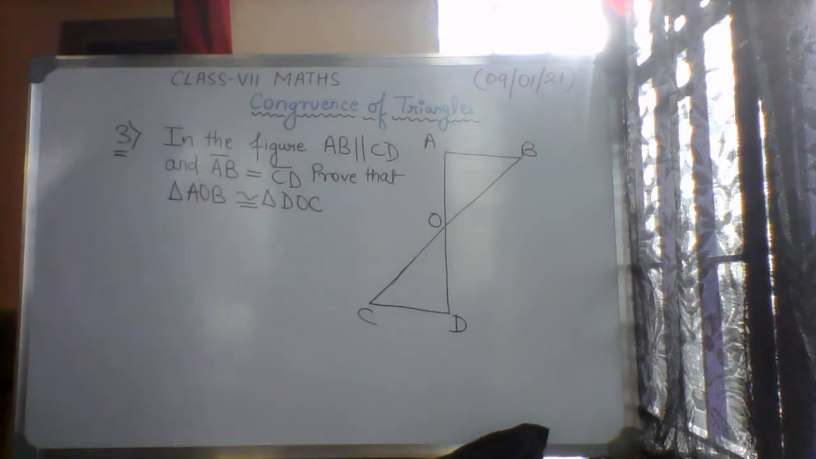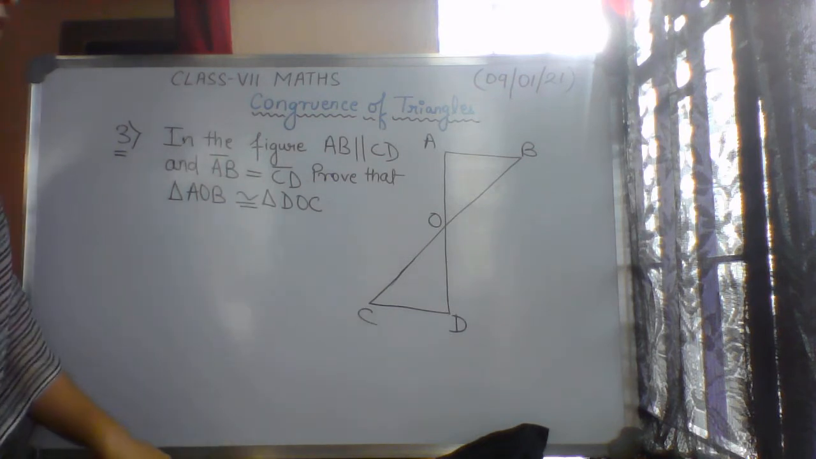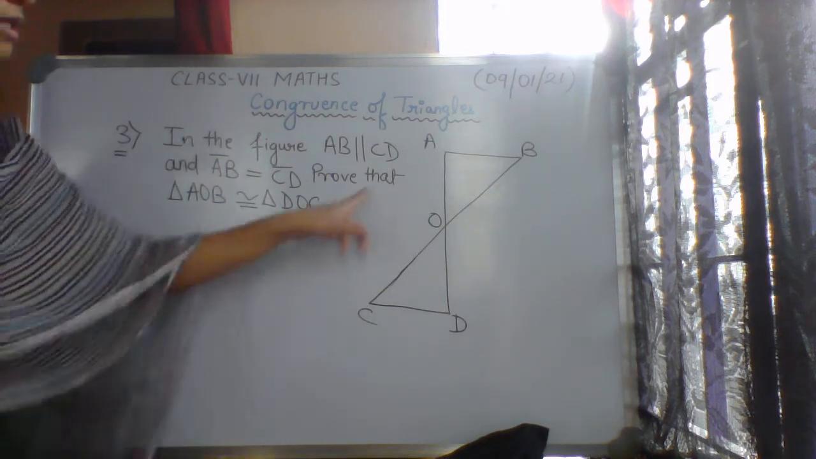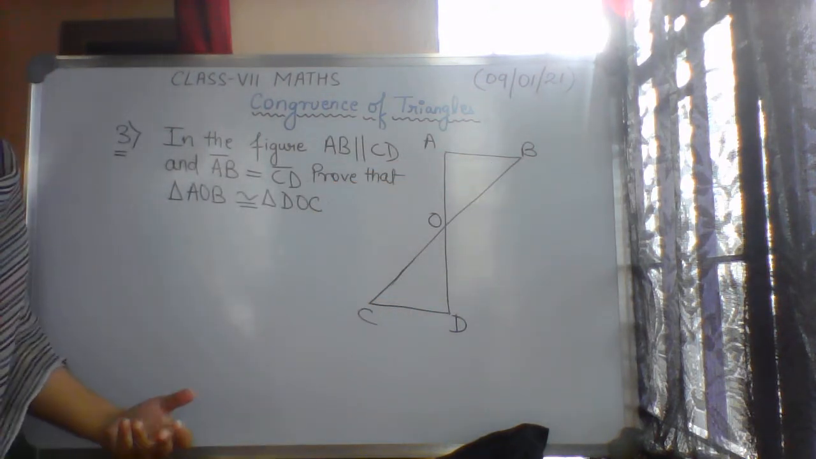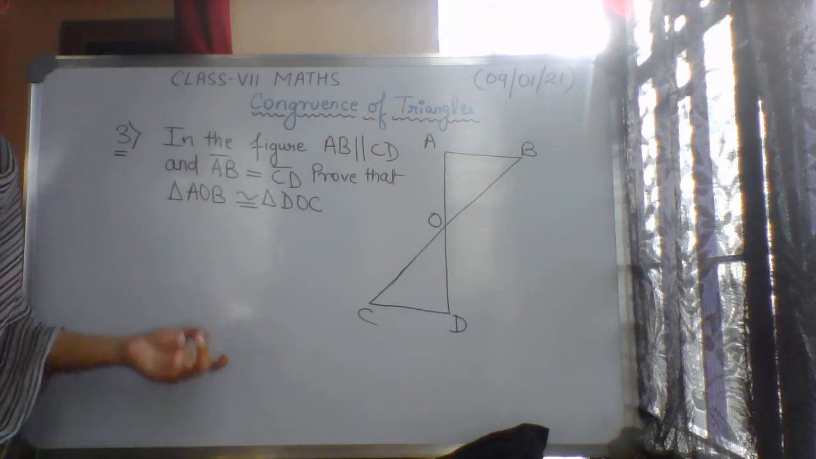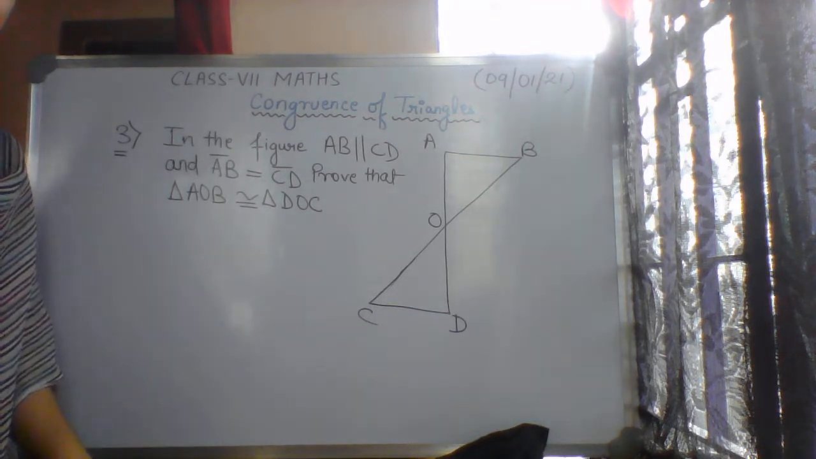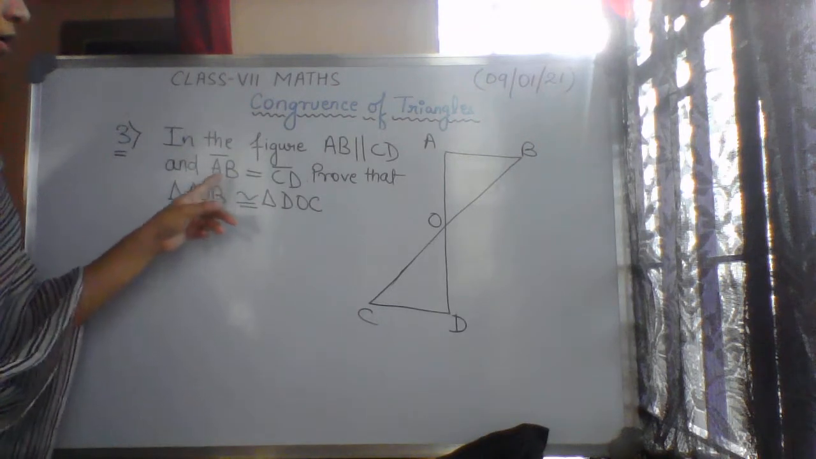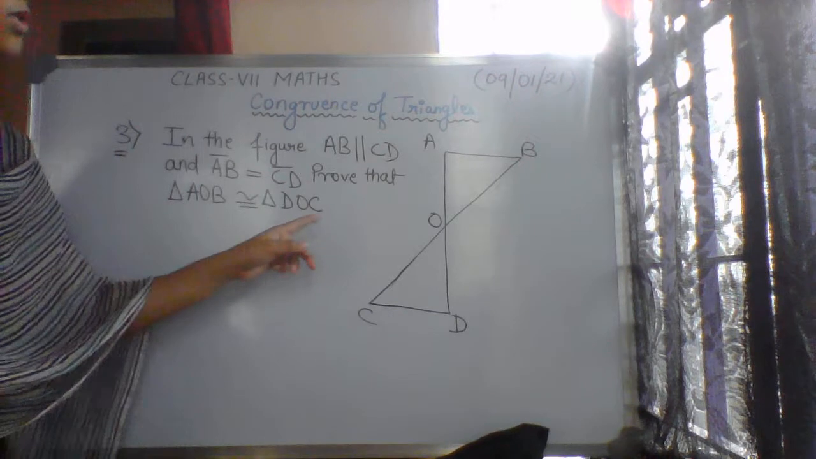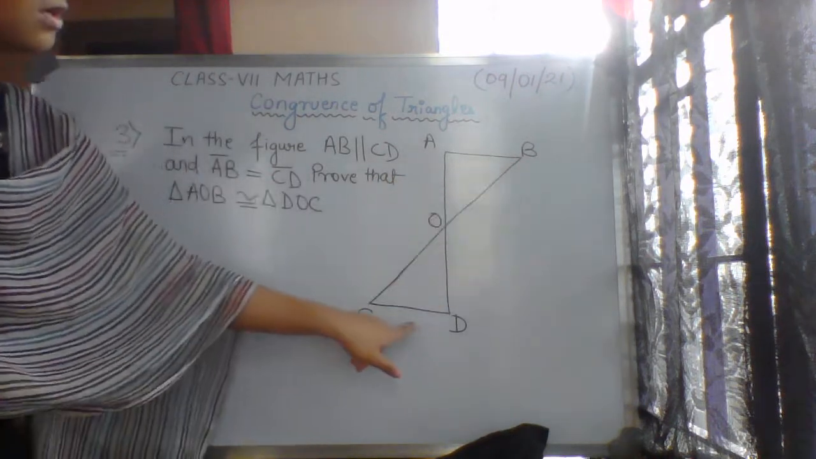In this question, in this figure, AB is parallel to CD. You have already understood perpendicular; now parallel. I hope you know the things related to parallel lines. One more thing is given: AB equals CD. How much is the length of AB? It equals CD.